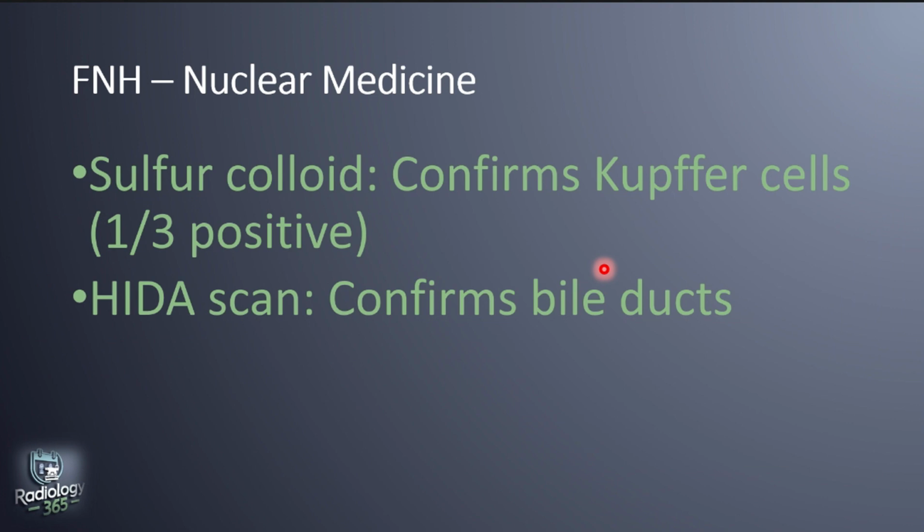Kupffer cells and bile ductules are both present, so nuclear medicine studies can be utilized to confirm the diagnosis. Kupffer cells may be confirmed by a sulfur colloid study, that's about a third of the time, and bile duct cells can be visualized on a HIDA scan.